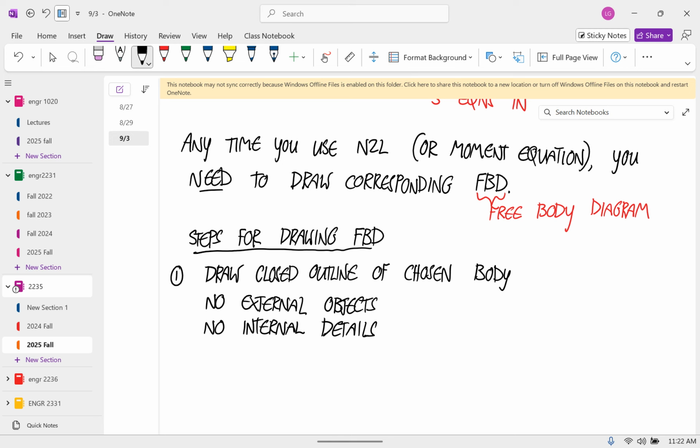Like if you're isolating a car, then you'd have the outline of the car. You wouldn't draw anything about the street that it's sitting on. You wouldn't draw the windows or anything because that stuff is all included. All we want is an outline that separates what's in from what's out.